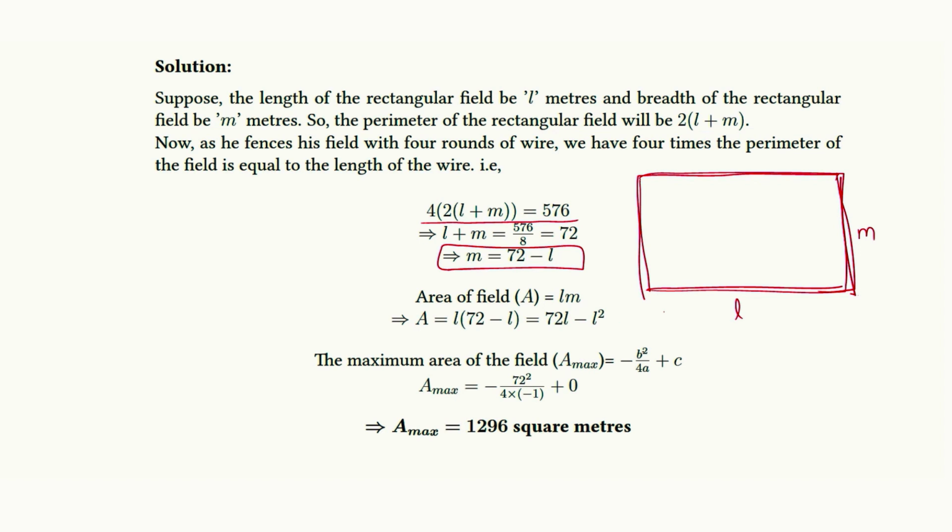Here, if you observe, A is minus 1, B is 72, and C is equal to 0. If you substitute these values here, we get maximum area as minus 72 square by 4 times minus 1, plus 0, which simplifies to 1296 square meters.